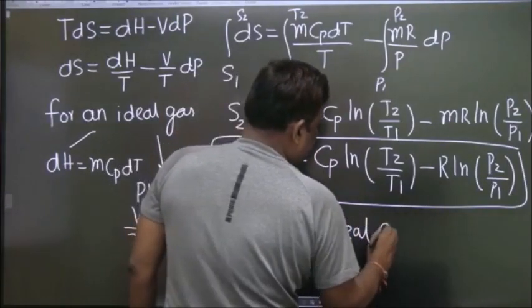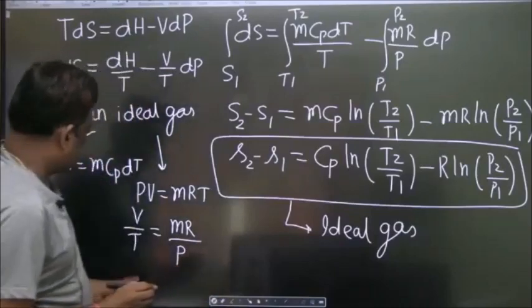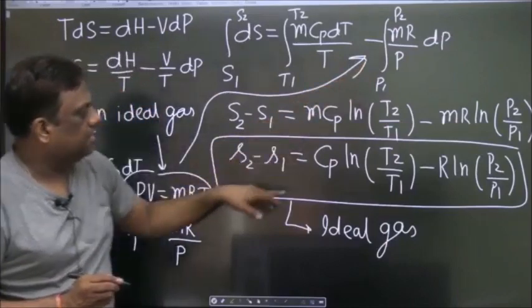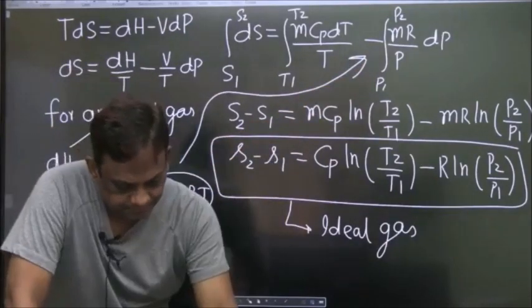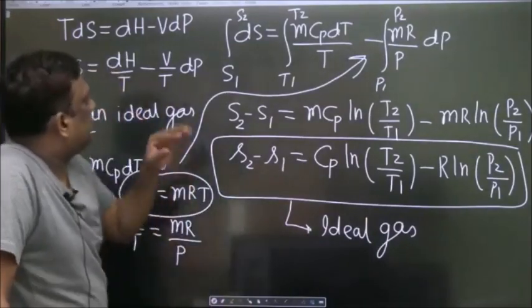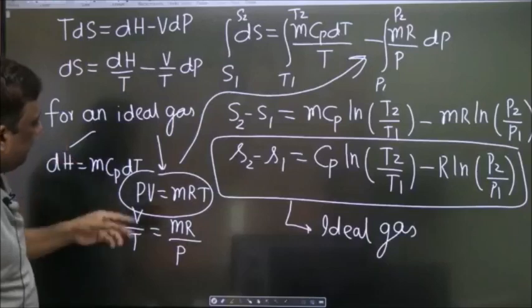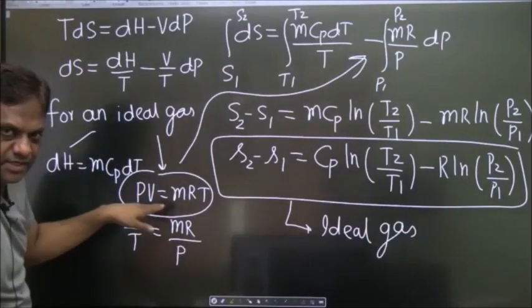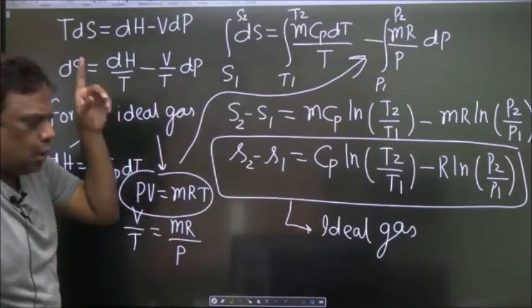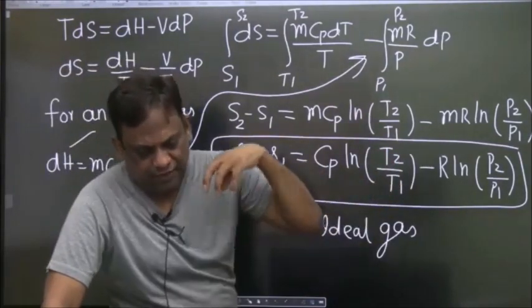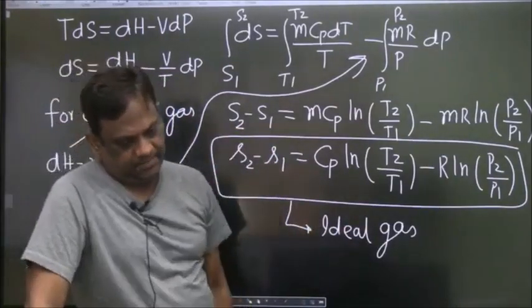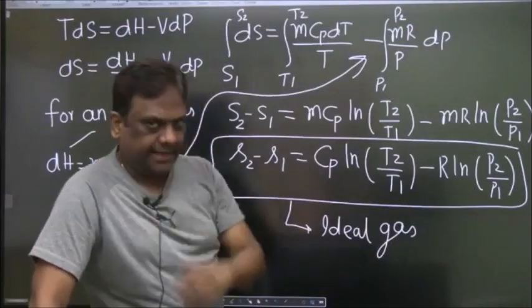Can you tell me why it is valid only for ideal gas? Because we have used ideal gas conditions like PV equals mRT in this equation. So it is strictly valid for ideal gas. I told you very clearly that the earlier equation is valid for reversible and irreversible. When I use PV equals mRT, did I ever say reversible or irreversible? No. So here there are no conditions of reversible or irreversible. The only condition is ideal gas. You can use it for reversible, irreversible, anything, but it should be ideal gas.